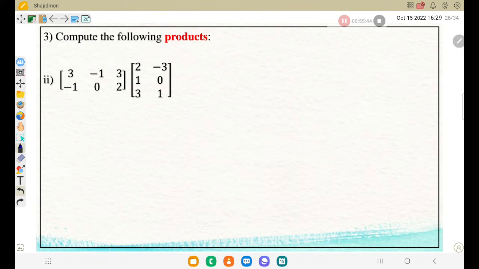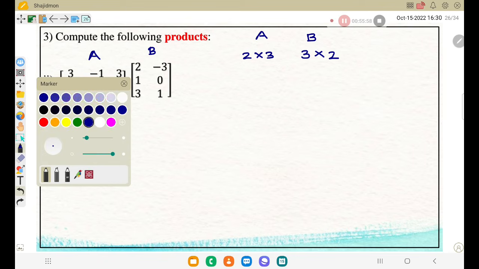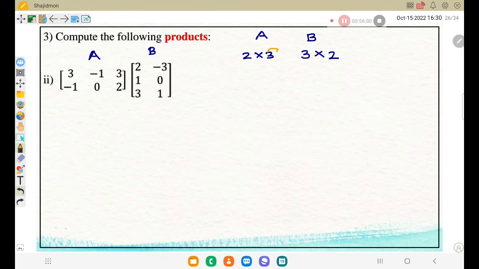So you can see this is the A matrix, B matrix. A matrix order 2 by 3, B matrix order 3 by 2. So is it possible to multiply? Yes, because here 3, here 3, both are same. So AB matrix, what will be the order? First number and last number, 2 by 2.